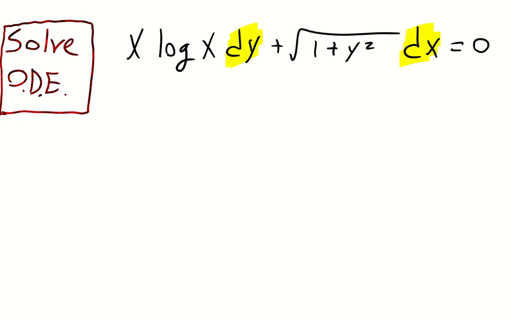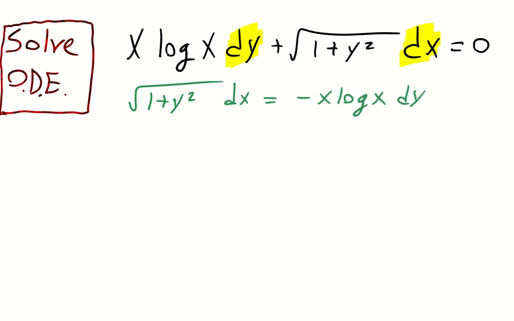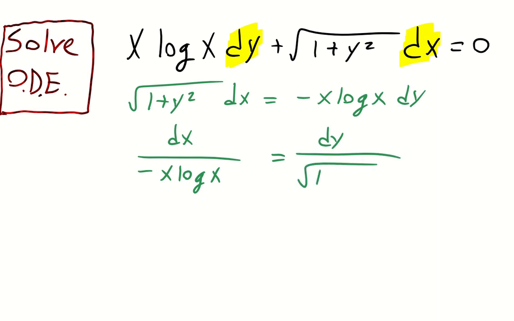The first thing I'll do is move the dy expression over to the right hand side, and this will yield the square root of the quantity 1 plus y squared dx is equal to negative x times the common logarithm of x dy. We can now separate our variables through division, and this yields dx over negative x log x is equal to dy over the square root of the quantity 1 plus y squared. We have separated our variables. All the x's are on the left-hand side, all the y's are on the right-hand side. Thus this is indeed a separable differential equation.